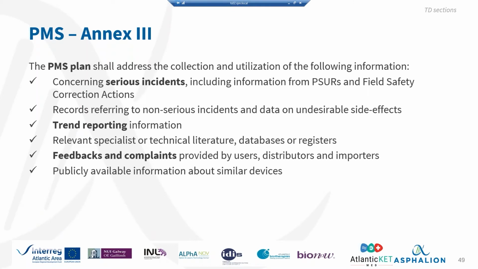So the post-market surveillance plan, what should it include? It should include the information on serious incidents that happen related to your device, the records referring to non-serious incidents and data on undesirable side effects, trend reporting information, relevant specialist or technical literature, feedback and complaints from the users, and publicly available information about similar devices. That means that your post-market surveillance plan does not only cover what happens with your device, but is also aware of what happens with similar devices.